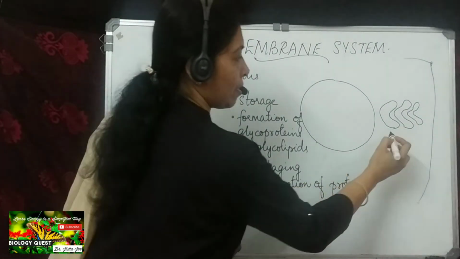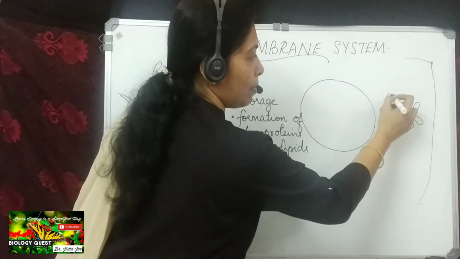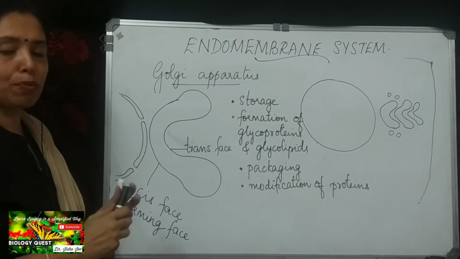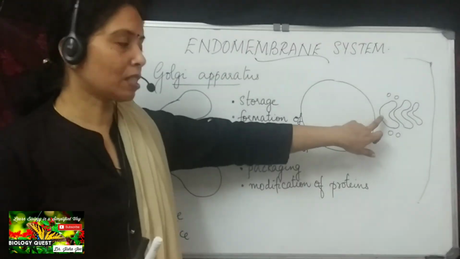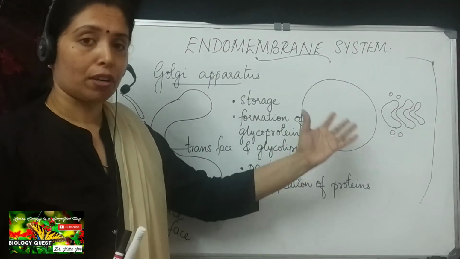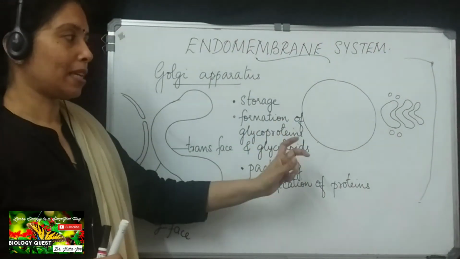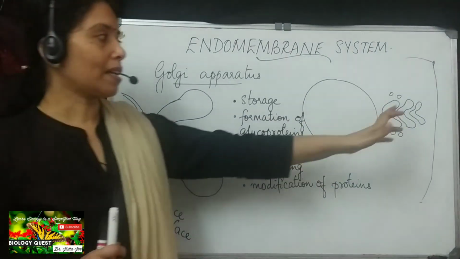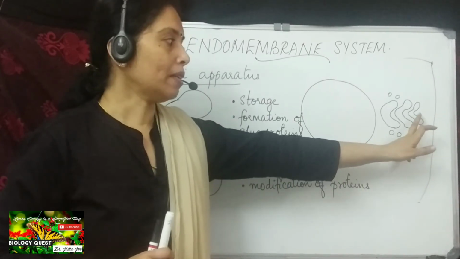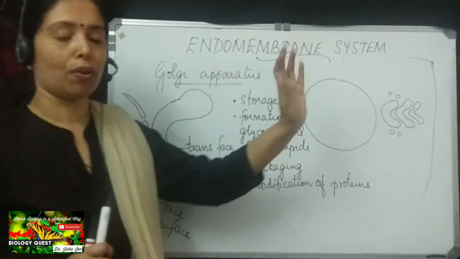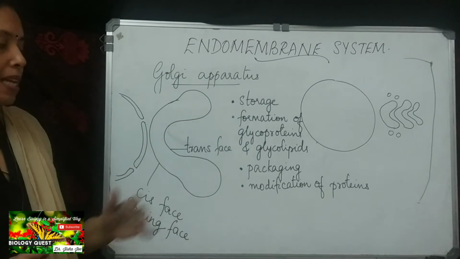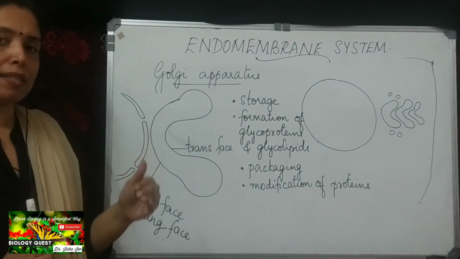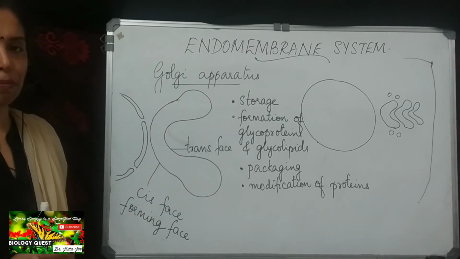So as vesicles, we know what are vesicles. They are spherical bodies, isn't it? As we have seen in the endoplasmic reticulum. So as vesicles, they fuse with the cis phase and they get modified. Modification of the proteins takes place inside the Golgi apparatus, and the modified proteins are released out through the trans phase, that is the concave side of the Golgi apparatus, the maturing phase, which is seen towards the cell membrane or the plasma membrane.